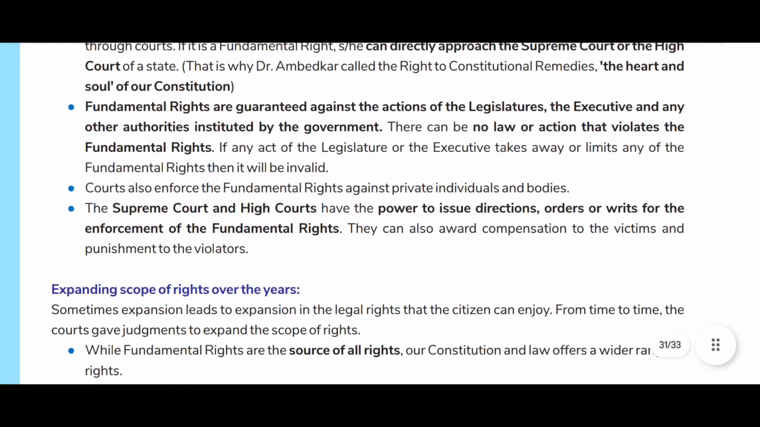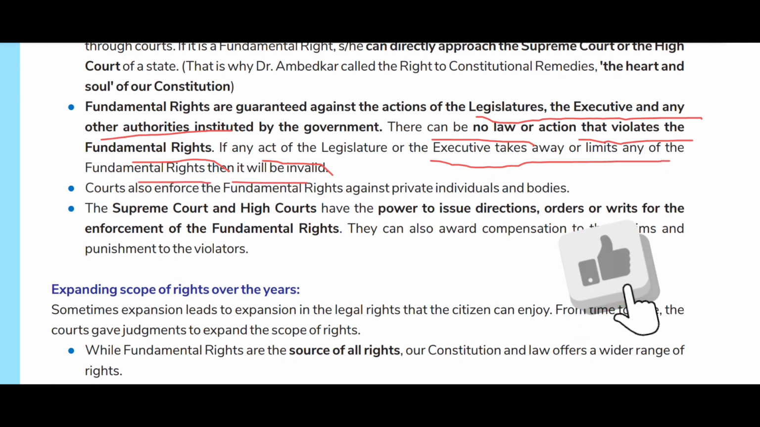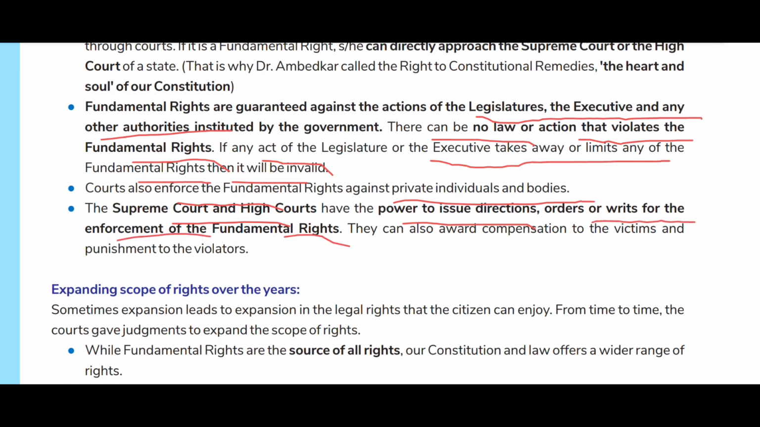Fundamental rights are guaranteed against the action of the legislature, the executive, and any other authorities instituted by the government. There can be no law or action that violates the fundamental rights. If any act of the legislature or the executive takes away or limits any of the fundamental rights, then it will be invalid. Courts also enforce the fundamental rights against private individuals and bodies. The Supreme Court and High Court have the power to issue directions, orders, or writs for the enforcement of the fundamental rights. They can also award compensation to the victims and punishment to the violators.